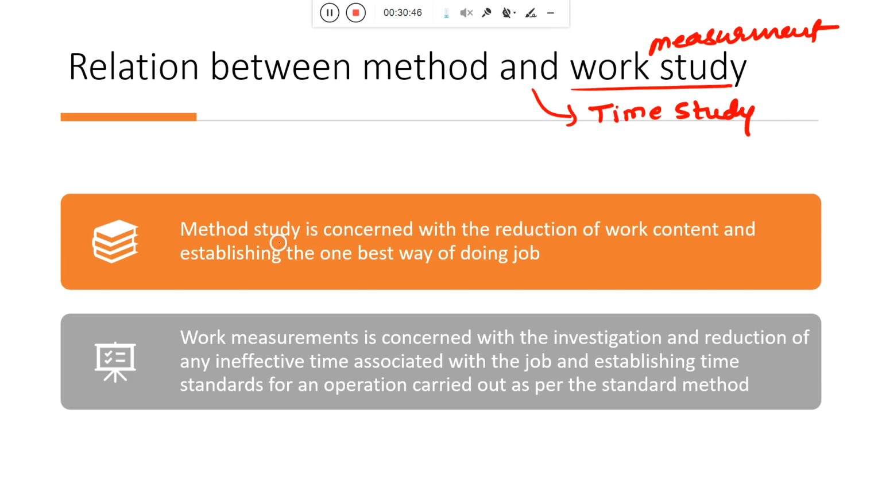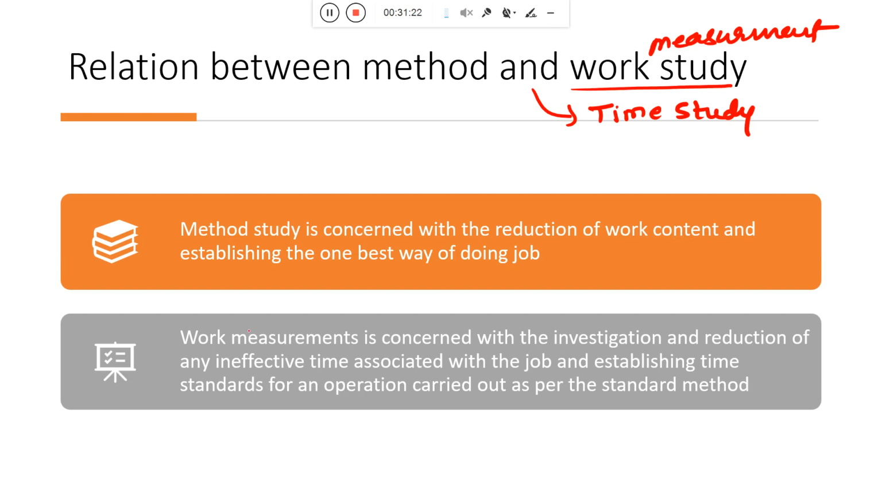Okay, so method study, as I discussed, is concerned with the reduction of the work content. Right now, how much work is going on, how I can reduce that amount of work content, and how I can propose a new way to do that particular work so I can reduce the cost. Establishing the best way of doing that particular job is nothing but the method study. You need to suggest the best way to do that job.